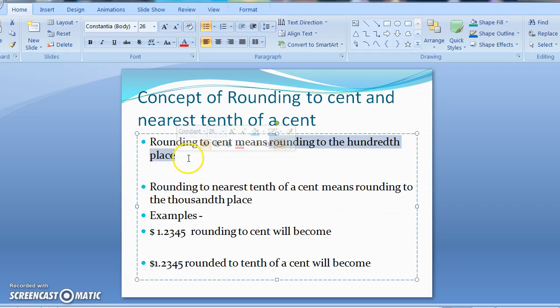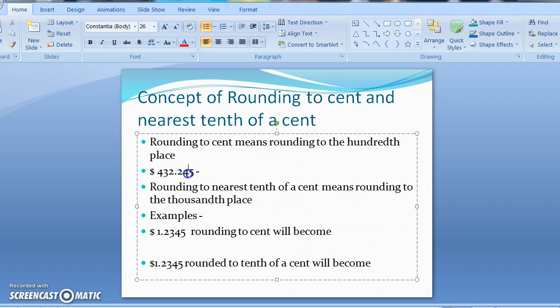Alright. So why? Because 100 cents make a dollar, and so when we are rounding to cent, we are rounding it to the 100th place. So let's take an example. Suppose I say dollar 432.245, and we were rounding it to the cent. Cent means the 100th place.